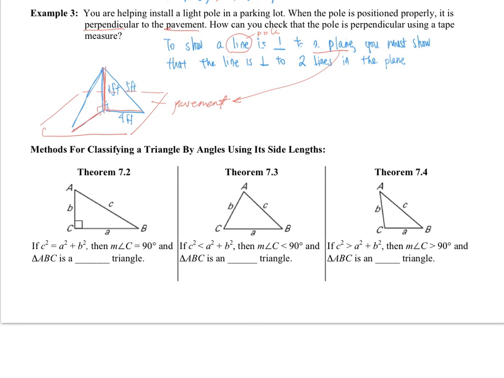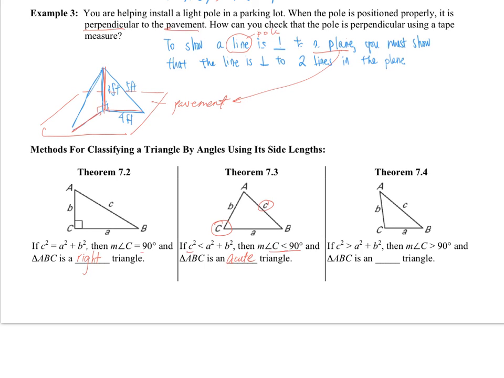Okay, let's summarize what we've learned here. The methods for classifying a triangle by angles using its side lengths. So if c squared equals a squared plus b squared, then measure angle C equals 90 degrees and triangle ABC is a right triangle. And in theorem 7.3, if the longest side, C here, C squared, is less than the sum of the squares of the other two shorter lengths, a squared plus b squared, the measure of angle C here will be less than 90 degrees and triangle ABC will be an acute triangle.